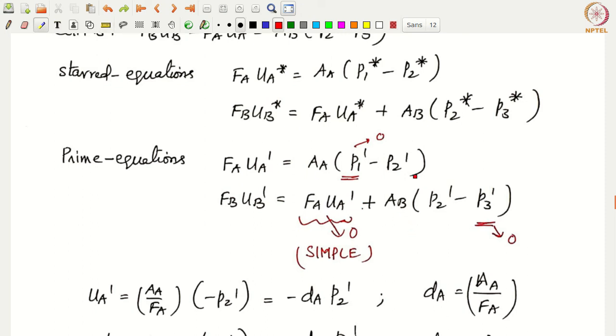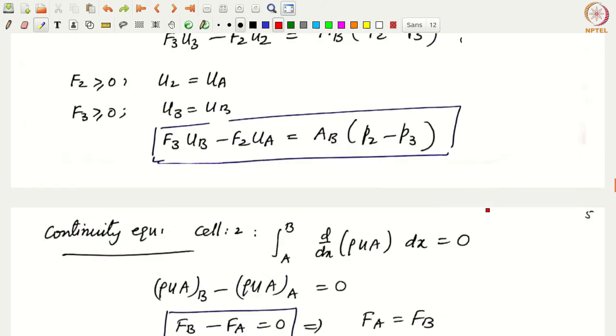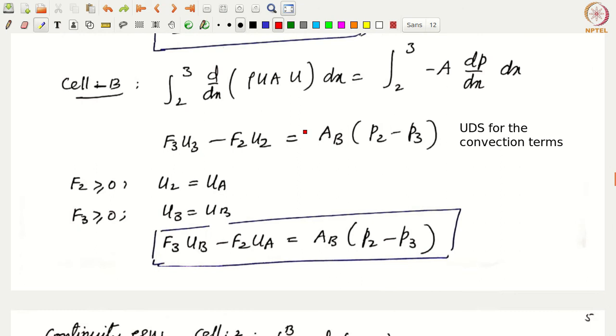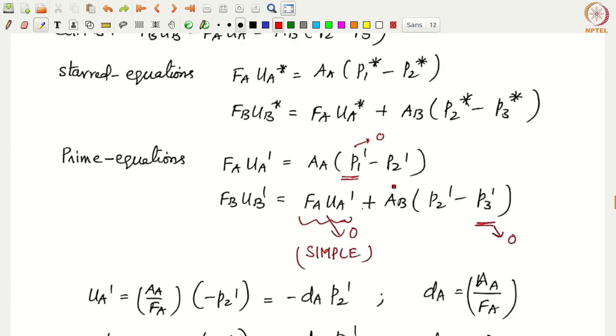We also know that P1 and P3 are given. P1 is given as 28 and P3 is given as 0. Since the pressures are given, the pressure corrections are 0. So P1 prime equals 0 and P3 prime equals 0. That means this is 0 and this is 0, and this is taken to be 0 because of the SIMPLE approximation.